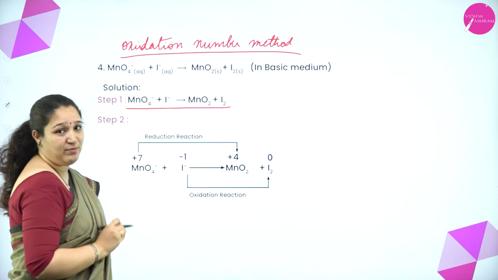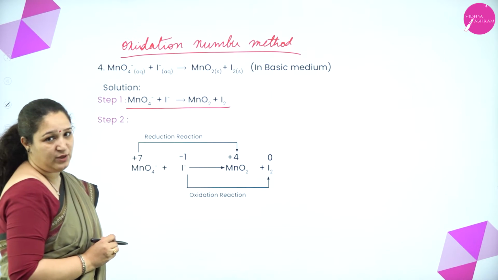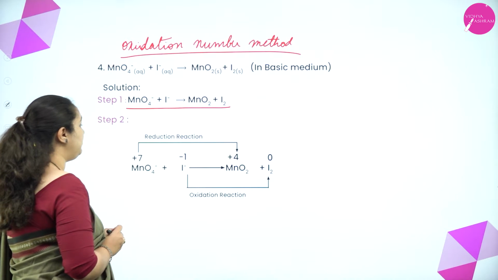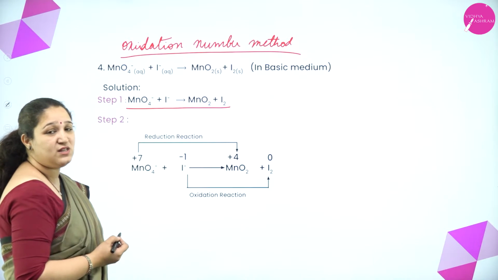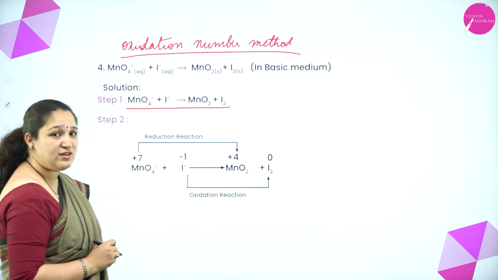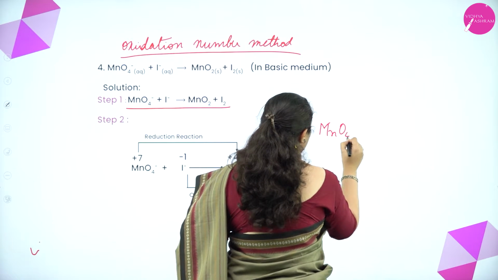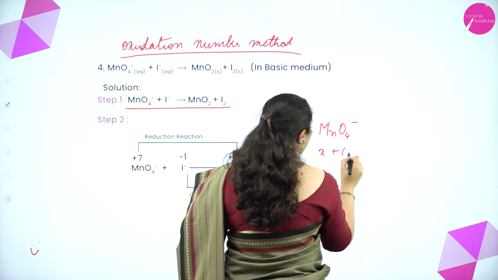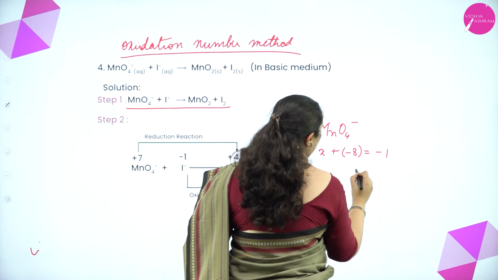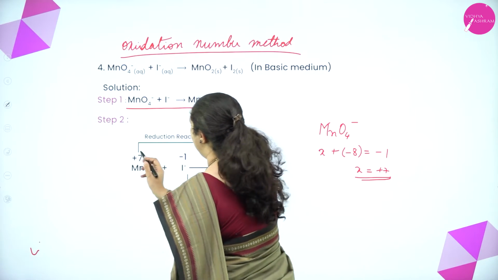It is written MnO4 minus plus I minus giving MnO2 plus I2. Now what we have to do? Step 2, we have to calculate the oxidation number and identify the oxidation reaction and reduction reaction. So in MnO4 minus, it is X plus minus 8 is equal to minus 1, X is equal to plus 7. So it's written plus 7.